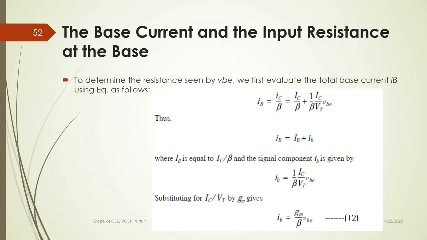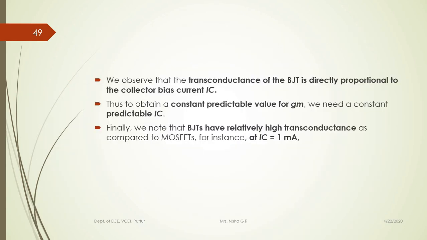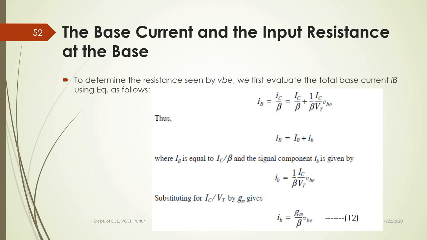Okay, next let us see the base current. Previously we have seen the collector current and the transconductance. Next we are going to see the base current and the input resistance at the base. This is very important. To determine the resistance seen by vBE, first we need to evaluate the total base current iB. So how can we evaluate this base current iB, that is, the instantaneous base current?